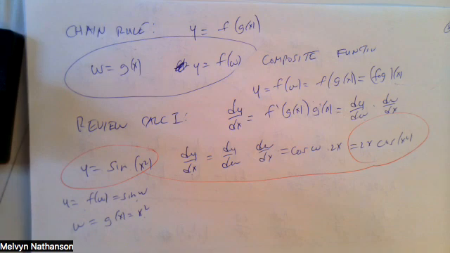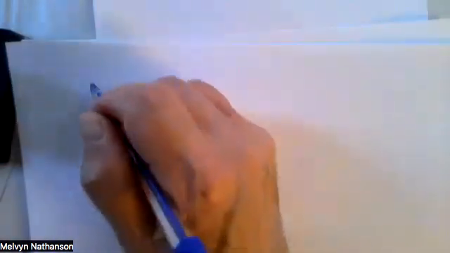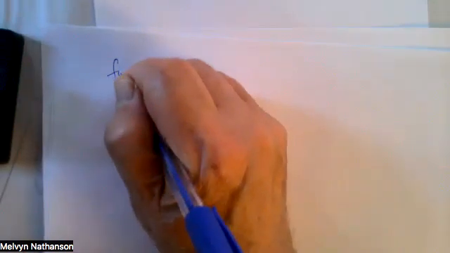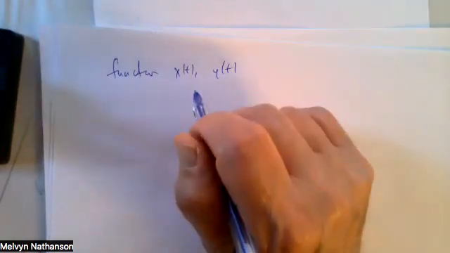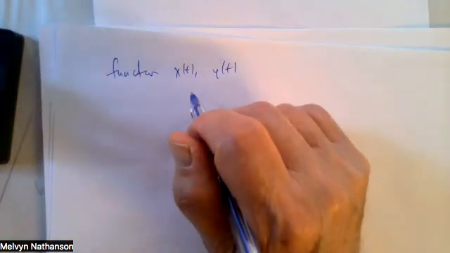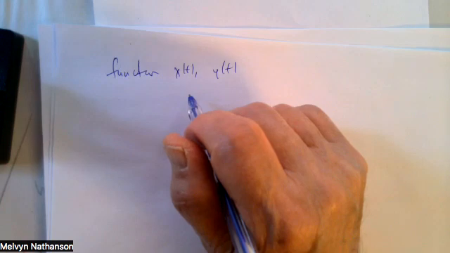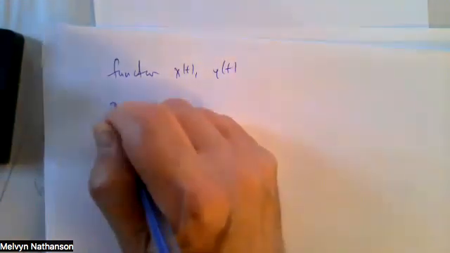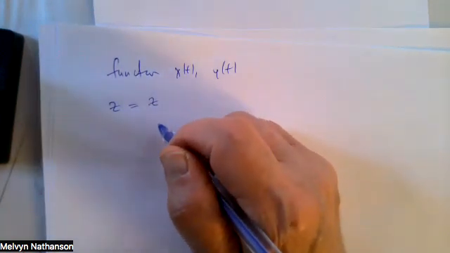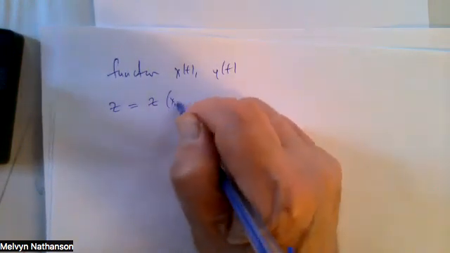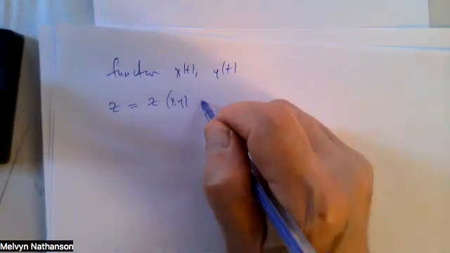And here is the first of those several ways. Suppose you have a function x of t and y of t, and you have a function z, which is a function of x and y, but x and y are both functions of t.